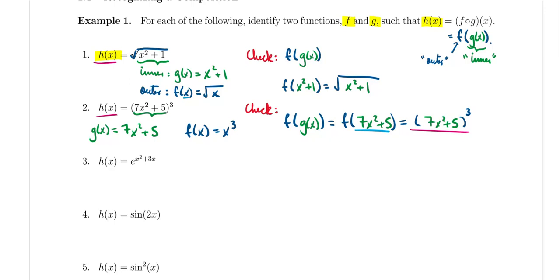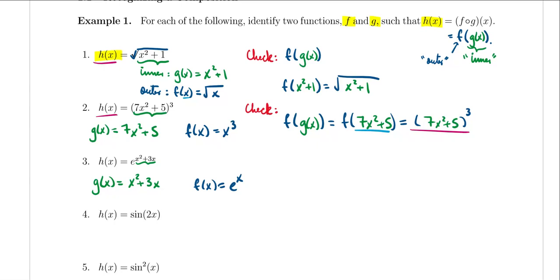Rule of thumb or piece of advice, whenever you're dealing with exponentials, the exponential is the outer function. So in this case, the inner function is the x squared plus 3x. So then the outer function is going to be simply the e to the x. Now I'm not going to go ahead and check this one, but I do encourage you guys to check it, to create the function composition f of g of x to see if you get h of x in return.